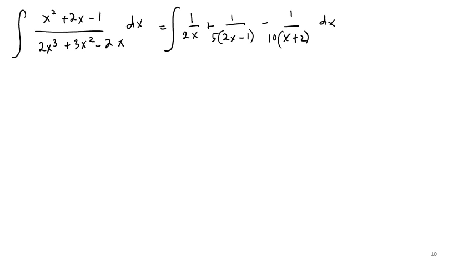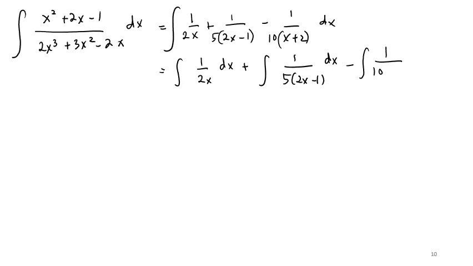Right, okay, so you can integrate them separately. The integral of 1 over 2x dx, plus the integral of 1 over 5(2x minus 1) dx, minus the integral of 1 over 10(x plus 2) dx. The first term and the third term are quite straightforward, but the middle term you need to use a u substitution. So let's do the first and third terms first.